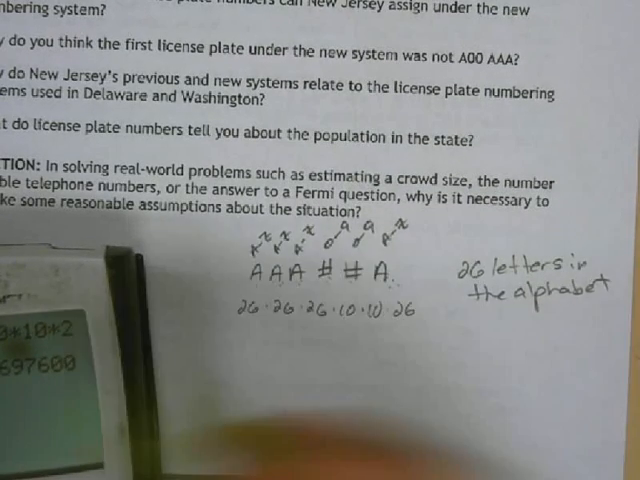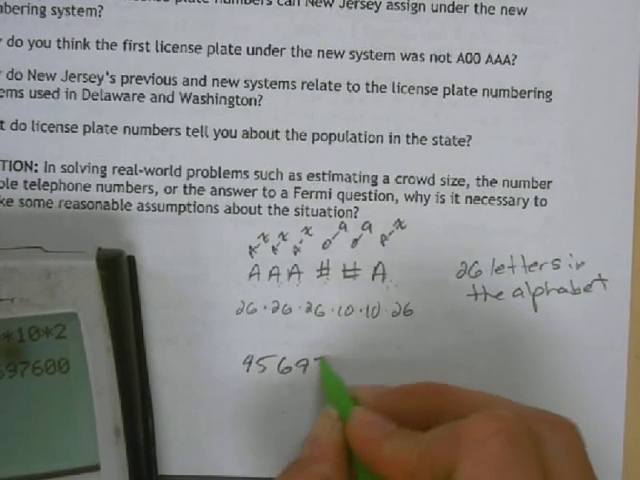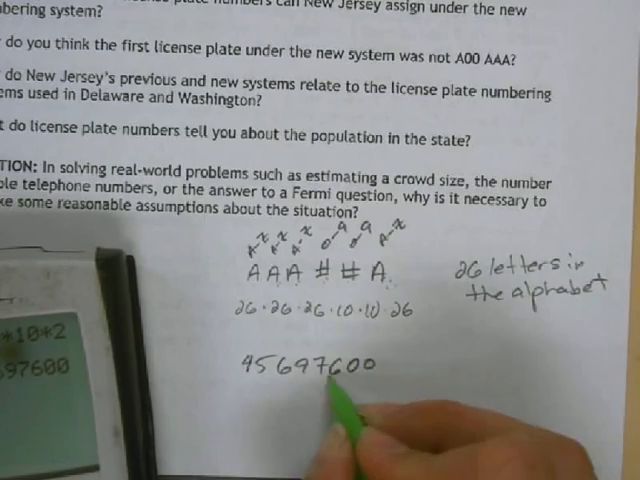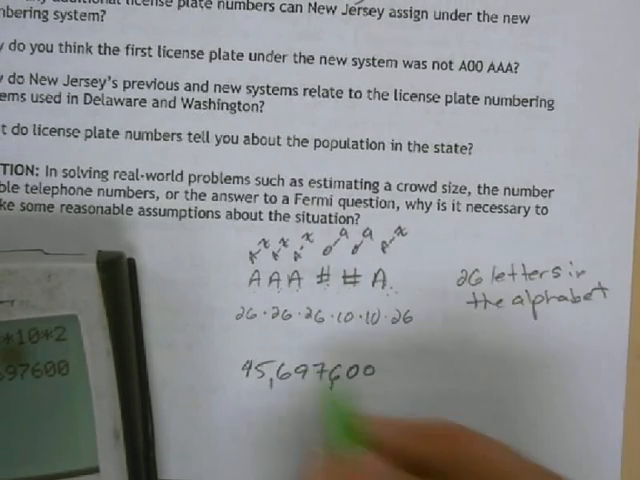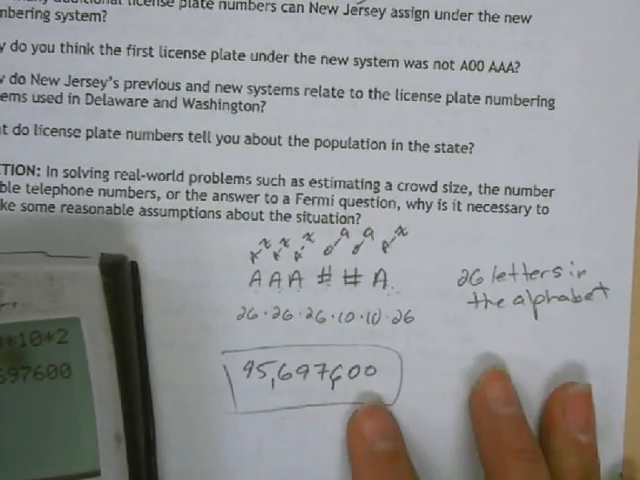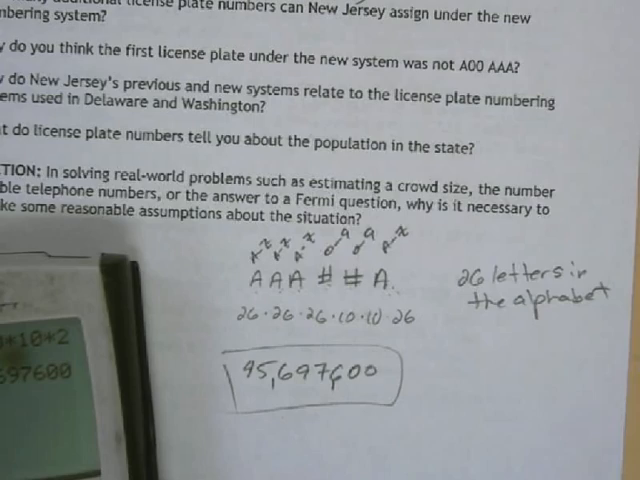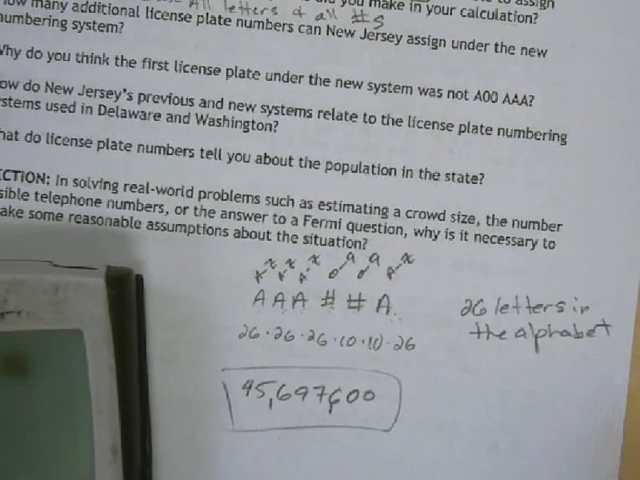Okay, so multiplying all that out would give me 6, 9, 7. Hold on, let me write it first. Alright, 45,697,600 different license plates that we could use for New Jersey under the old system. Okay, that was under the old system. So that's what that stuff looks like, and then if they restricted it, we can go from there.